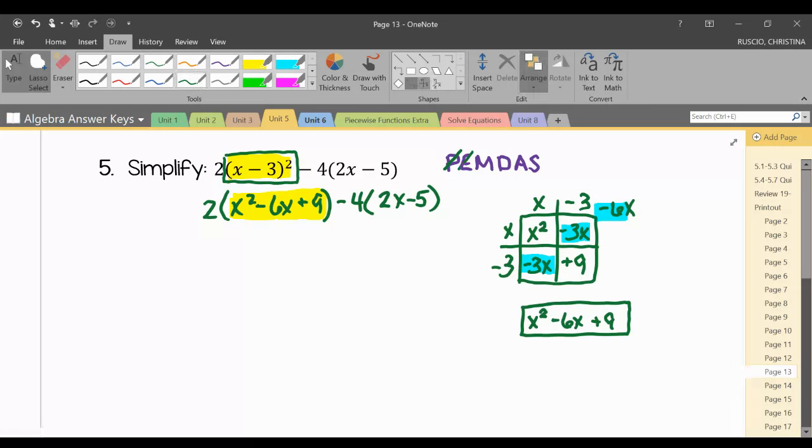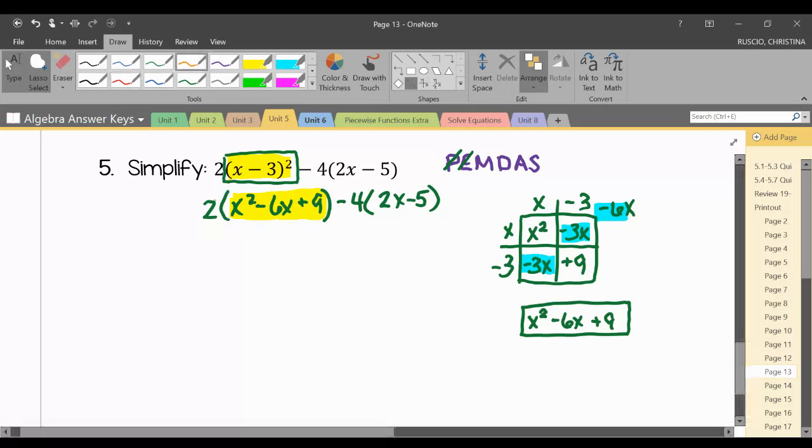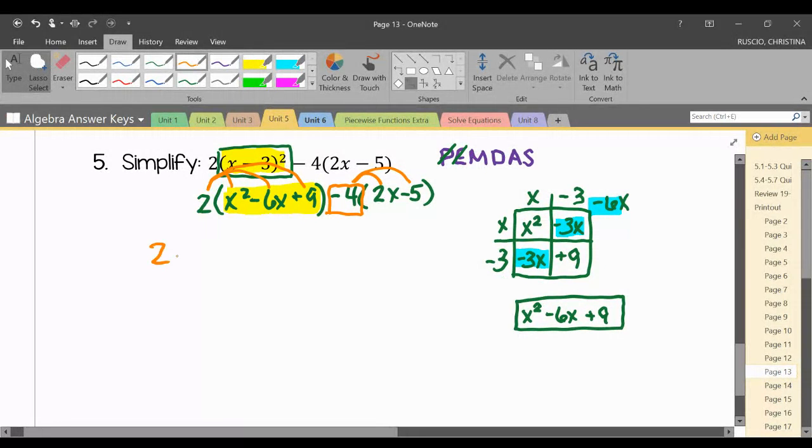Next, we either are going to multiply or divide. And it looks like we have two awesome multiplication problems. So let's distribute. We're going to distribute, and then let's distribute this negative 4. So be careful of your signs. When we do that, we get 2x squared minus 12x plus 18 minus 8x plus 20. So we multiplied and there's no division. And then we're going to add or subtract, which is really just combining like terms.